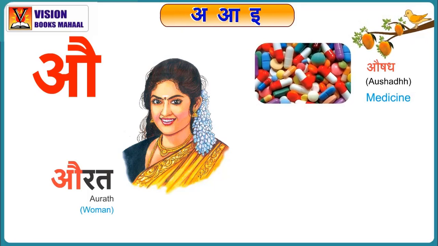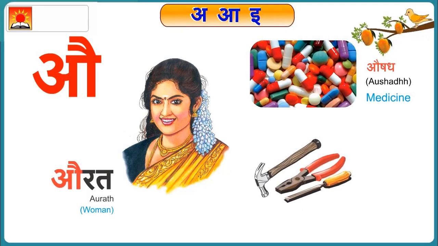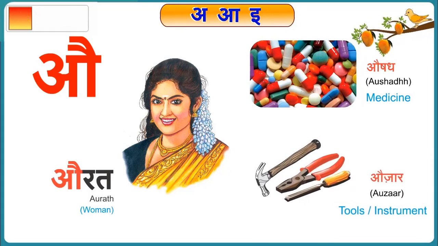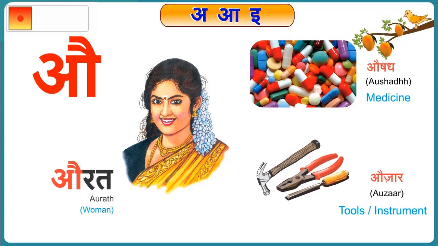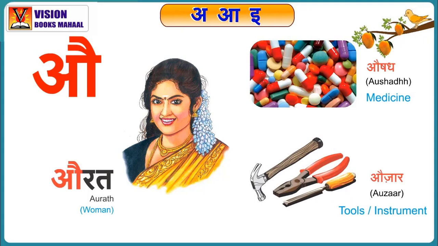What are these things? These are called tools, instruments. You would have seen the electrician, carpenter, plumber and all bringing tools like this. That is called aujar. Au se aujar.